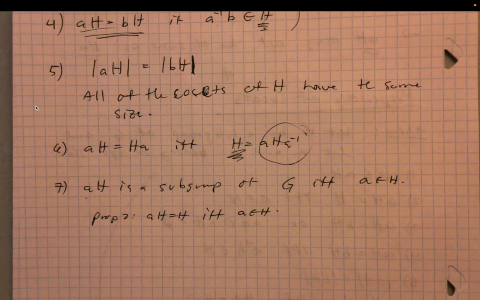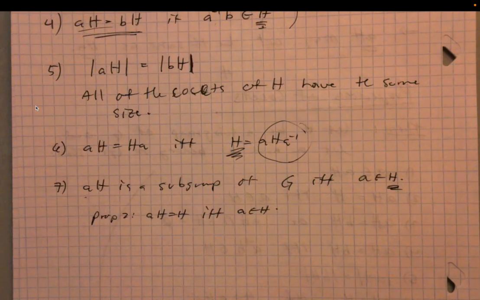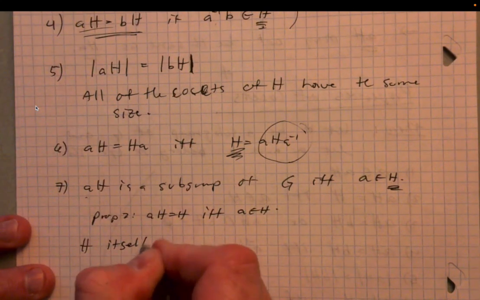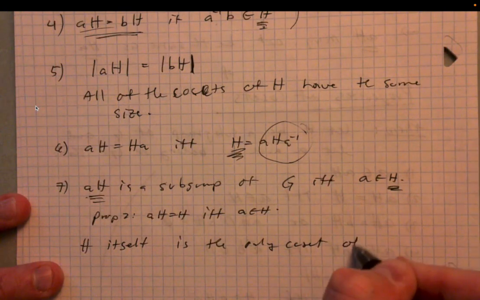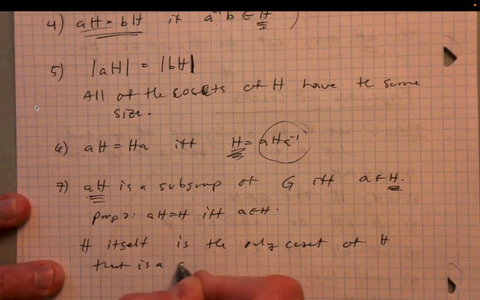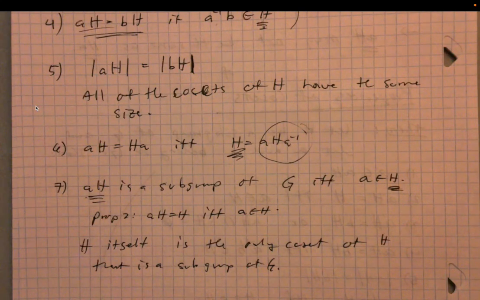So what it's saying is that H itself is actually the only coset of H that is a subgroup of G. You're not going to get other cosets that are not equal to H. There may be other cosets that you could start with, but you would find that they resolve down to being equal to H. You're not going to find a coset that's distinct from H that's also a subgroup. Okay. All right. Very good.